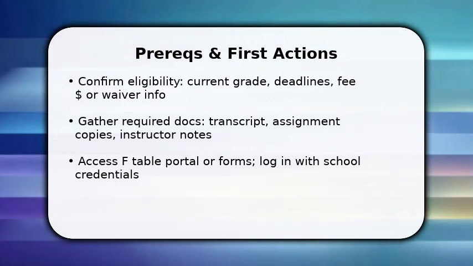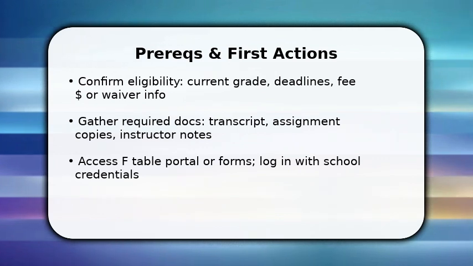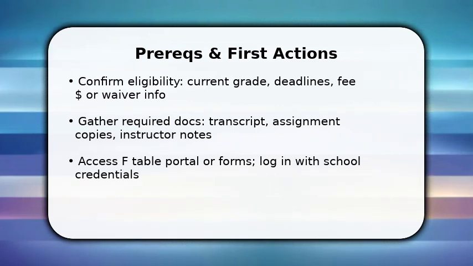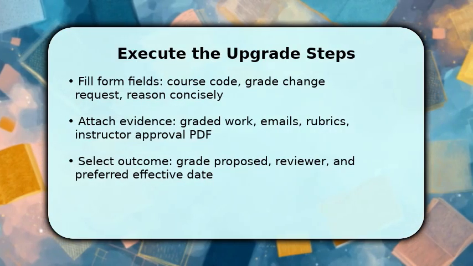Next, access the F-Table Grade Upgrade portal or obtain the official form, log in with your school credentials, and open the correct semester record. Make sure to note submission windows and required fields before you proceed, so you don't waste time later. You now complete the core application.